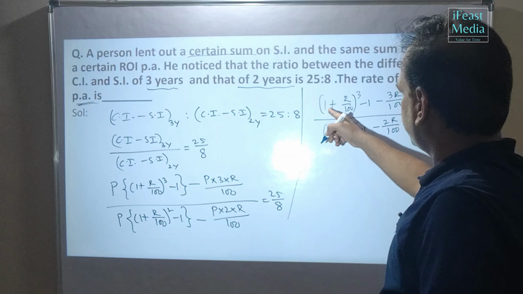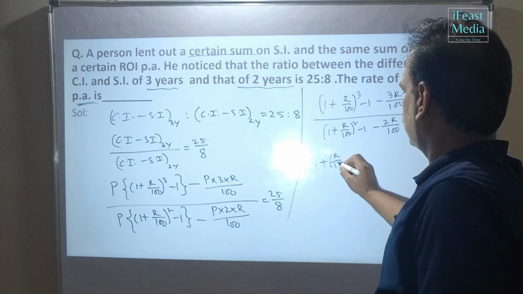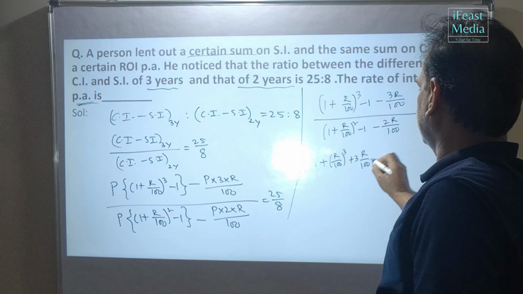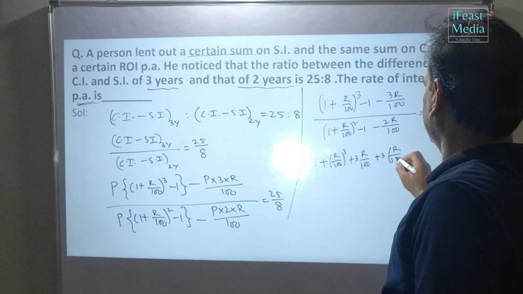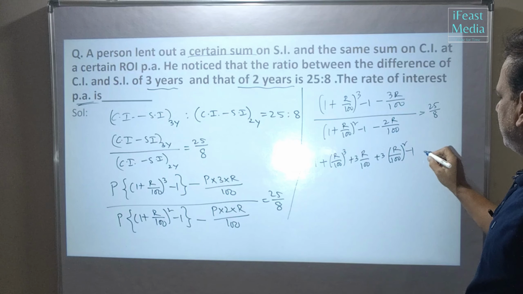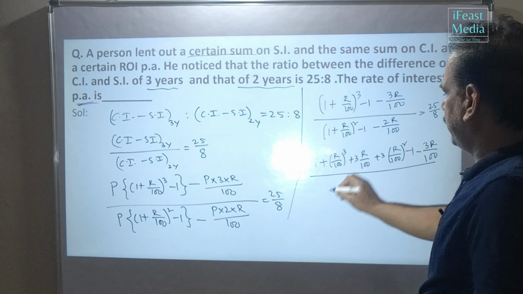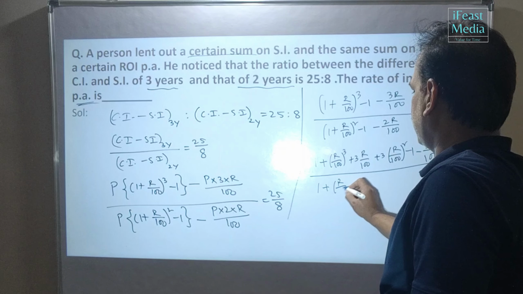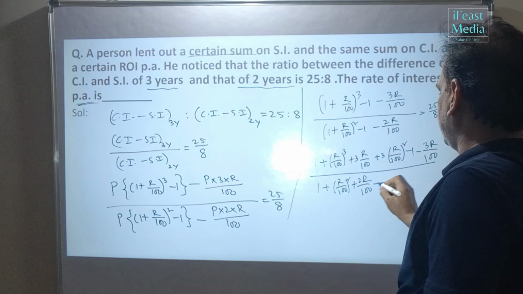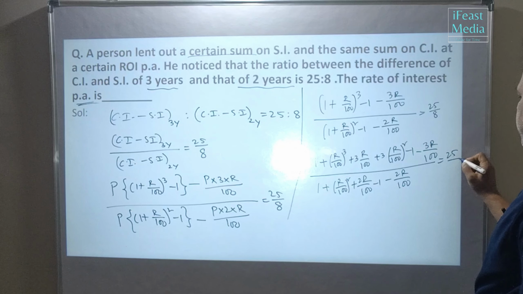So what is A cube? (A plus B) whole cube is A cube plus B cube plus 3A square B plus 3AB square. So the numerator is (A plus B) whole cube minus 1 minus 3R by 100, by (A plus B) whole square, 1 plus R by 100 whole square plus 2R by 100 minus 1 minus 2R by 100, equal to 25/8.